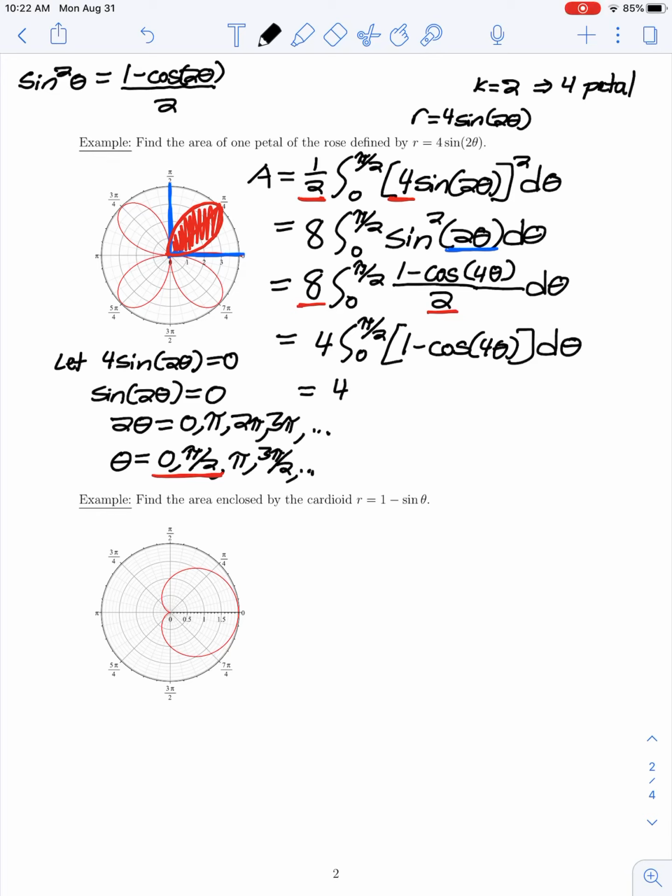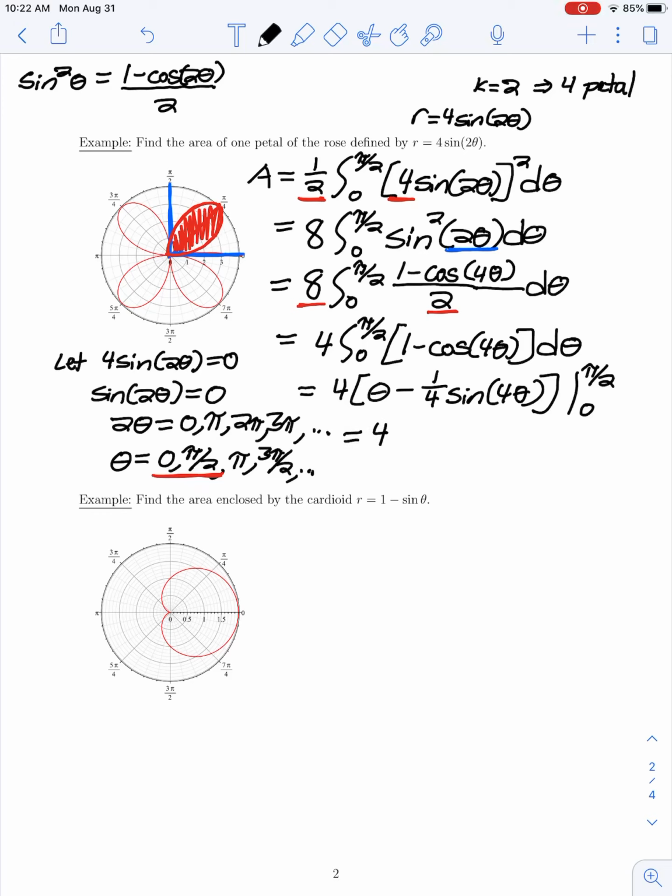So we have the constant 4 out in front. The antiderivative of 1 with respect to theta is 1 theta. And then minus the antiderivative of cosine of 4 theta, we would have 1/4 sine of 4 theta, and we're evaluating this on the interval from 0 to pi over 2.